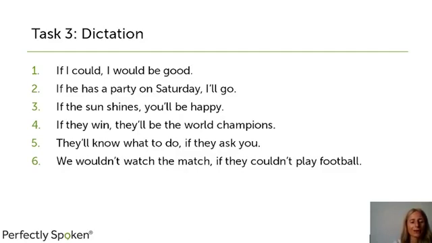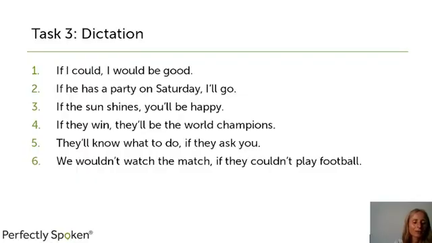Okay, how did that go? I hope that you were successful and that you managed to identify the less familiar sounds and the contractions and write correct sentences, grammatically correct sentences. Okay, let's move on.